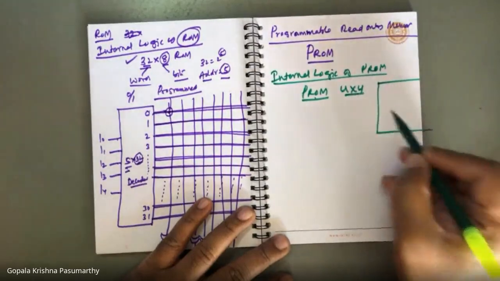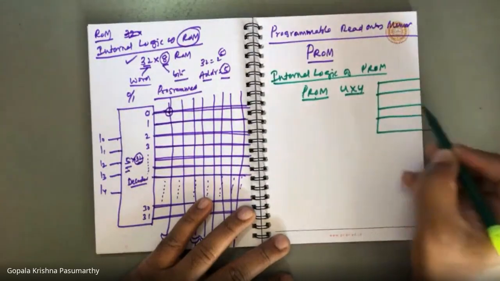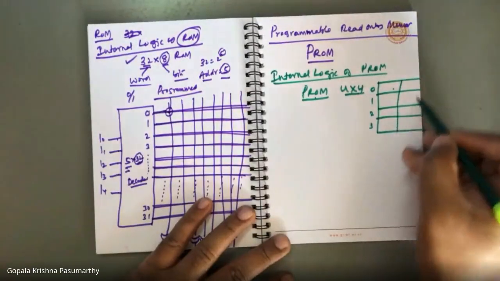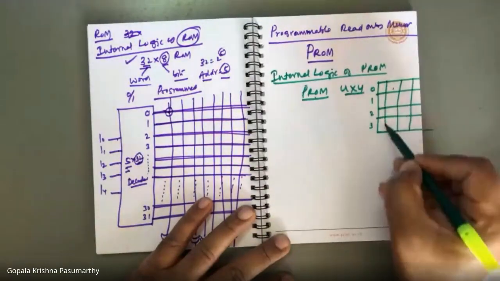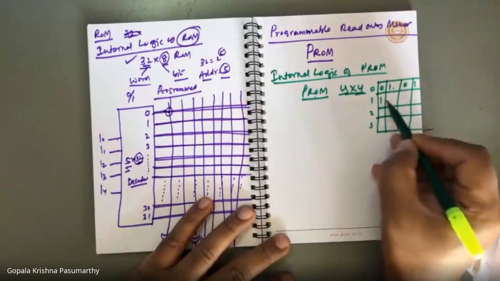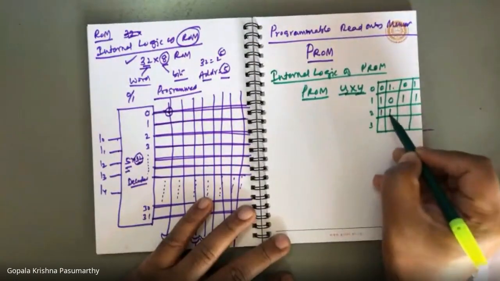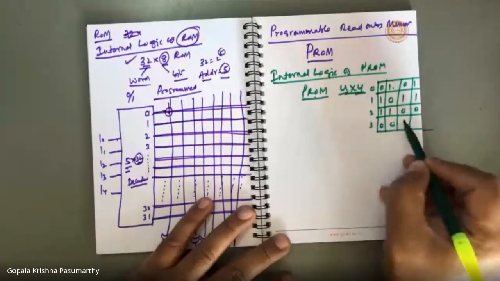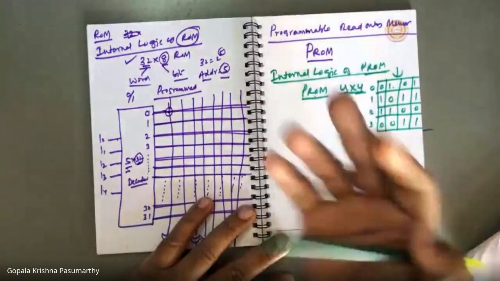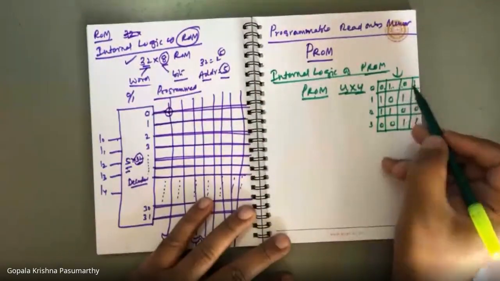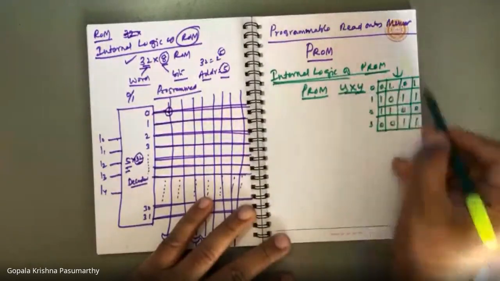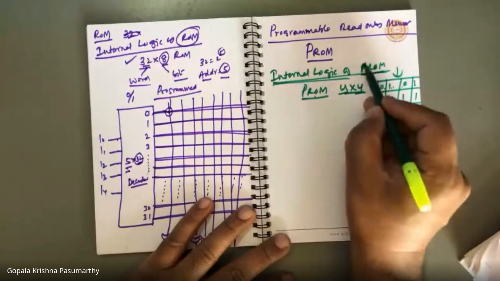I will draw the contents. I have 4 rows, 4 words: the 0th word, first word, second word, third word. Each word consists of 4 bits. For example, 0101, 1011, 1100, 0011. This is my PROM with 4 words, each word containing 4 bits. So how do we draw the internal logic of this PROM, the programmable read-only memory?